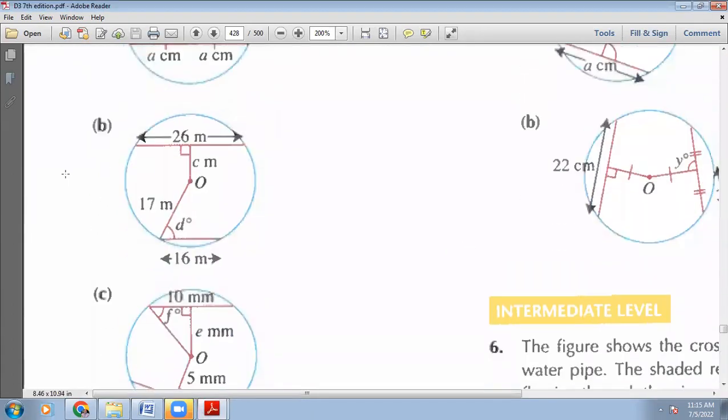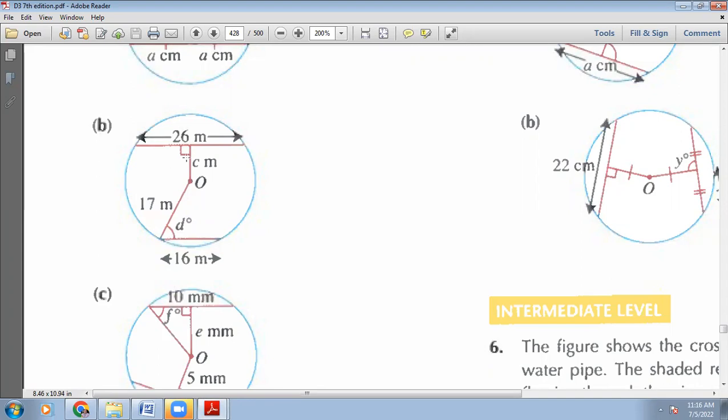The next question is question number 1, and it's B part. Here we have a chord, and one chord is 26 meter. The radius is 17 meter, and the distance of the 26-meter chord from the center is C. The radius of 17 meter makes angle D degree with the other chord, which is 16 meter. So we want to find out C, and we want to find out this angle.